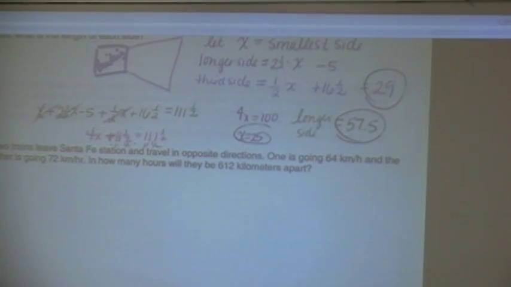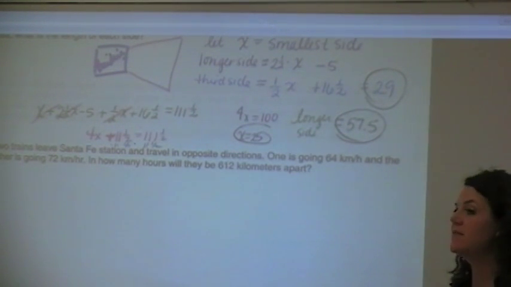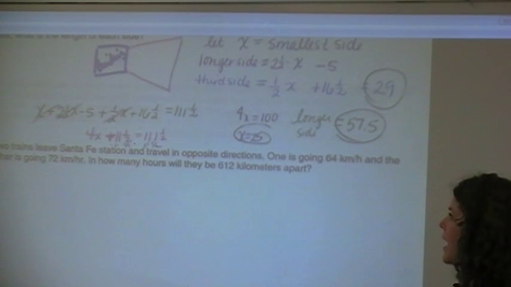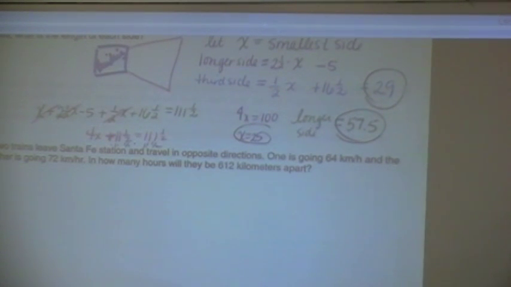Two trains leave Santa Fe Station and travel in opposite directions. One is going 64 kilometers per hour and the other is going 72 kilometers per hour. In how many hours will they be 612 kilometers apart? What kind of question is this?